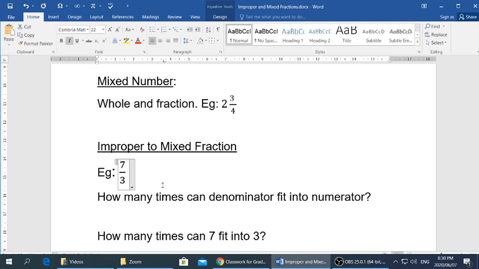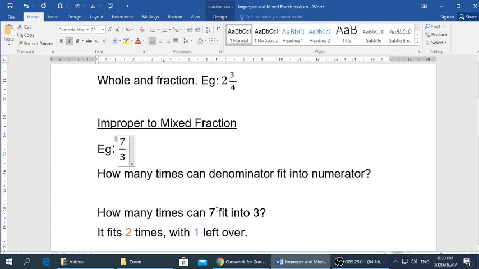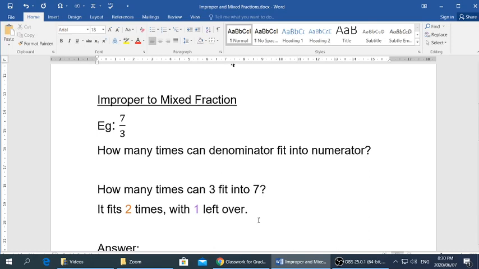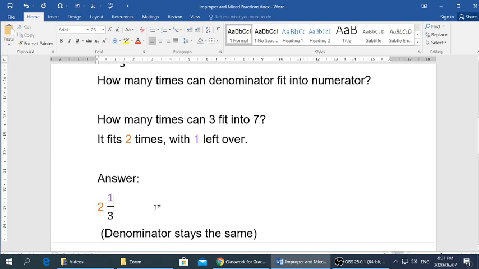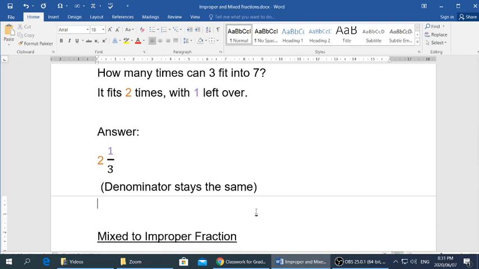So how many times can 3 fit into 7? Which is 2 times. But there is 1 left over. Okay, and we use these numbers here. 2 times with 1 left over. So 2 is going to be our whole number. The leftover becomes our numerator, and the denominator stays the same. Let's try this with a few other examples just very quickly before we move on.